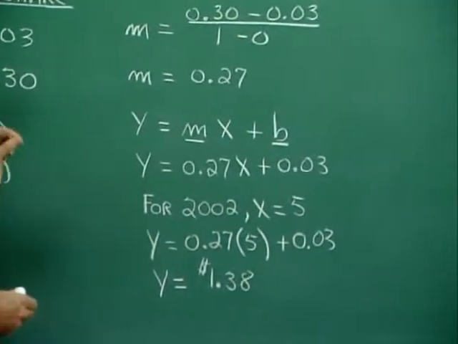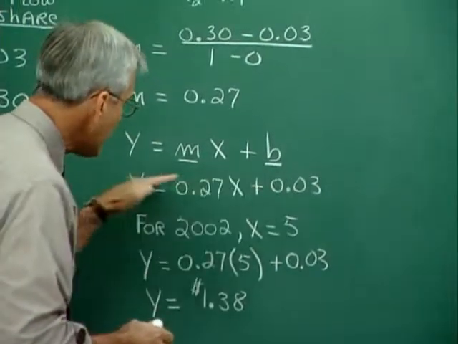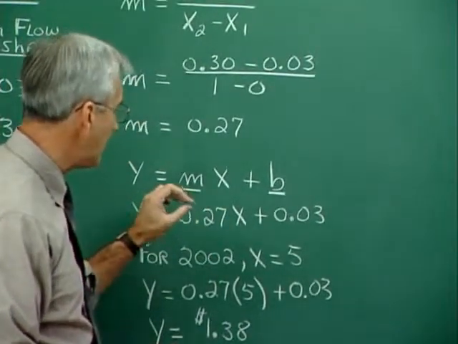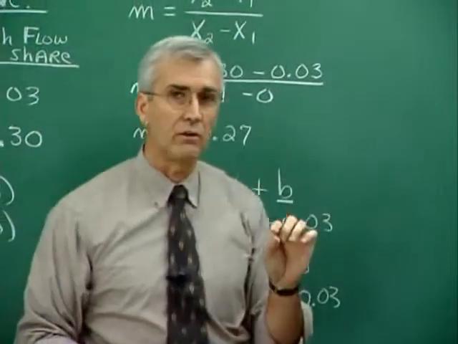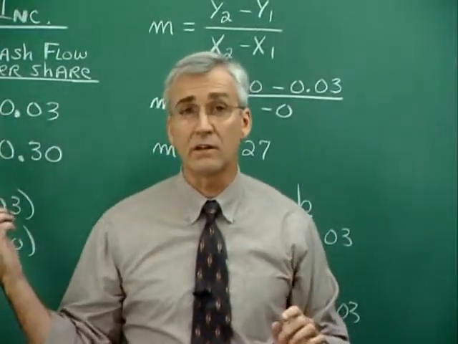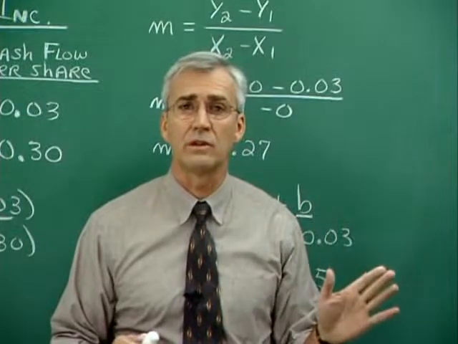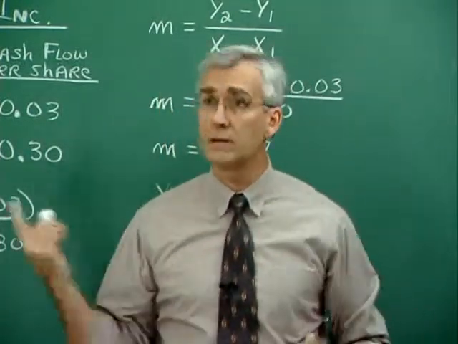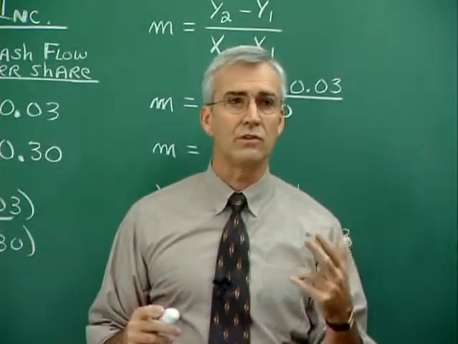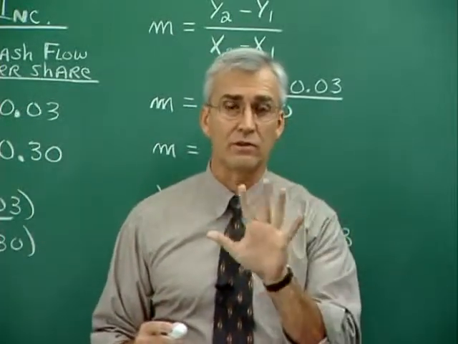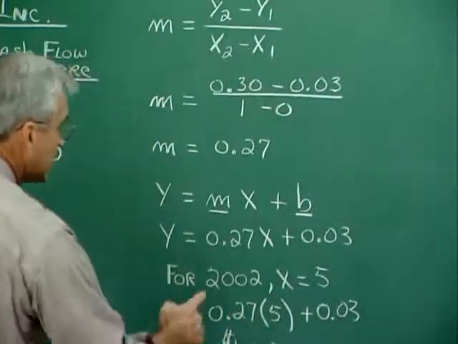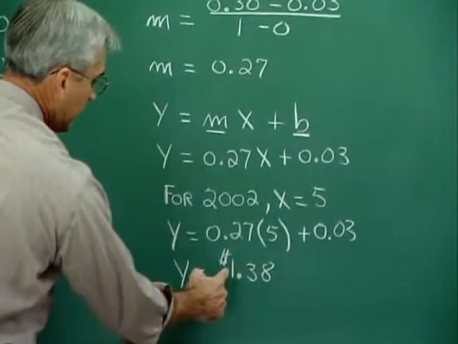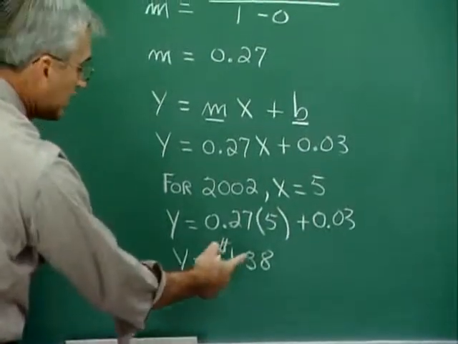Now we can use this equation to make a calculation for cash flow in a particular year that we don't have listed here. Like, for example, in the year 2002. Well, the first thing we need to do, though, x stands for a number of years from 1997. So 2002, gee, that would be 5 years. 2002 is 5 years from 1997. So let x be 5, and we have, let's see, 0.27 times 5. Okay, that's 1.38, or $1.38.